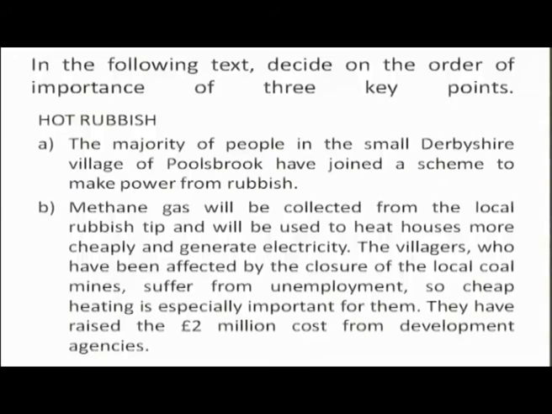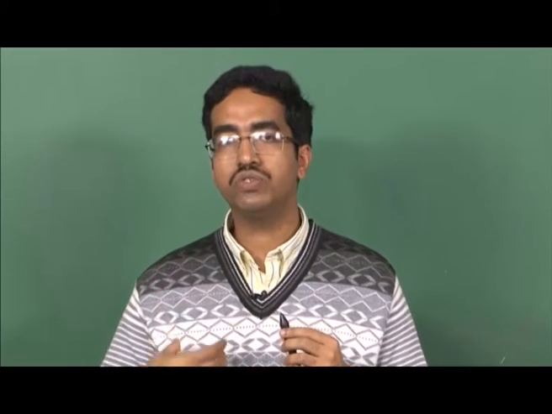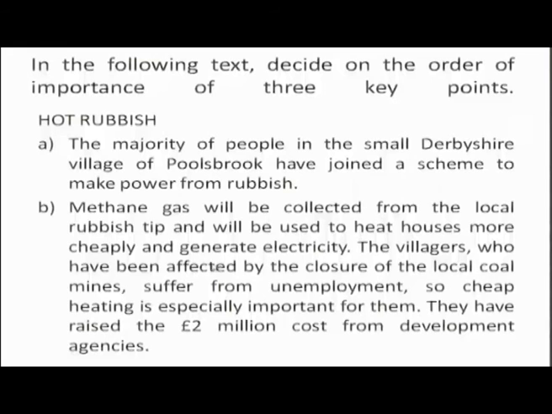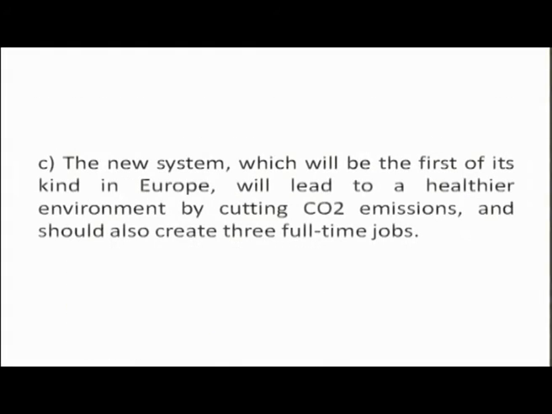So, if you then want to find out how they are going to produce power from rubbish, and why this thought came, that information is given here, and then its significance, the future implications, are there in part C. So, this is how we read the text and find the most important part, and you make notes about it. Okay.